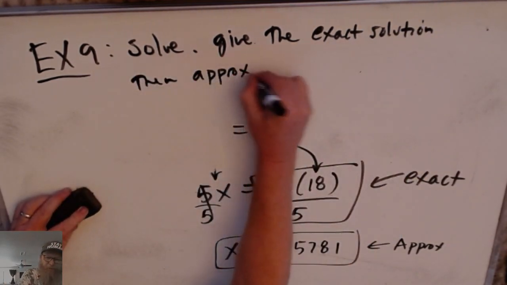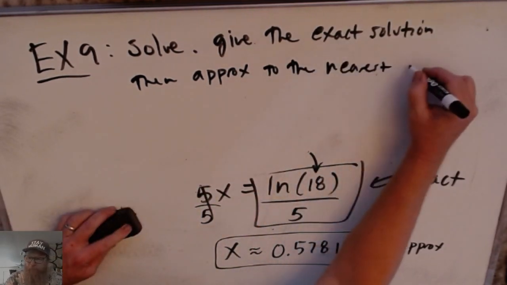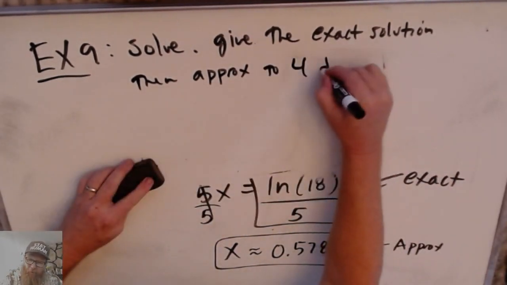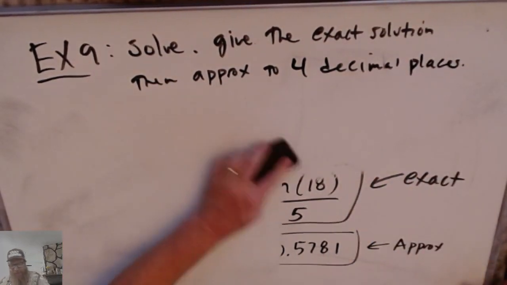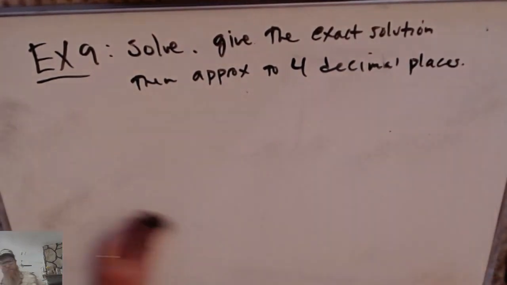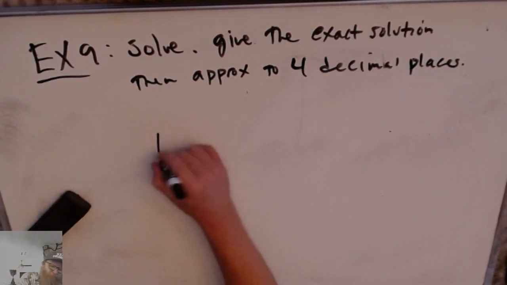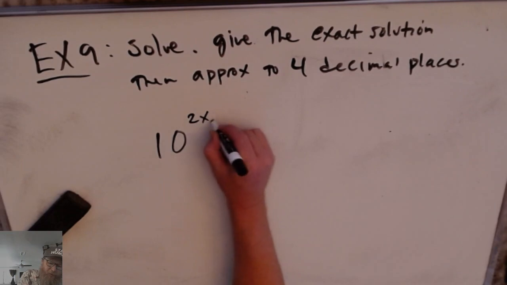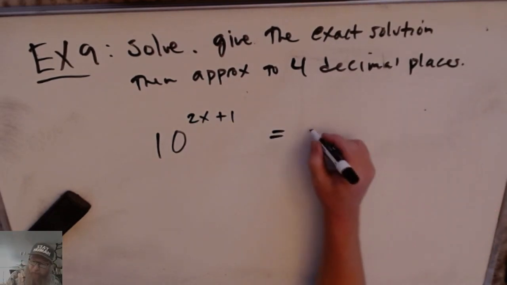Same question. Approximate to 4 decimal places. I guess technically that's the nearest 10,000th or something, but I just say 4 decimal places. So we've got 10 to the 2x plus 1 is equal to 7.